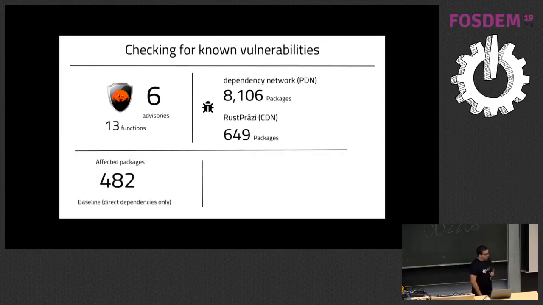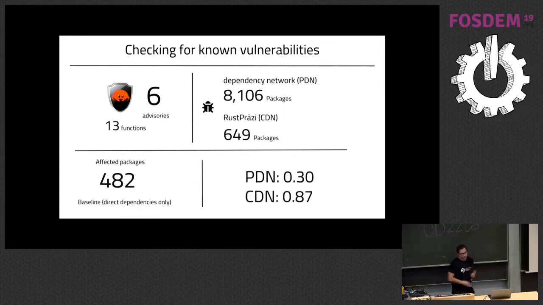And to see, like, is this result actually accurate at some point? This is just a lot of false positives. So I looked only at the direct dependencies and analyzed that. And I found that using RustPräzi, it's actually 3 times more accurate than using the regular dependency-based approach.